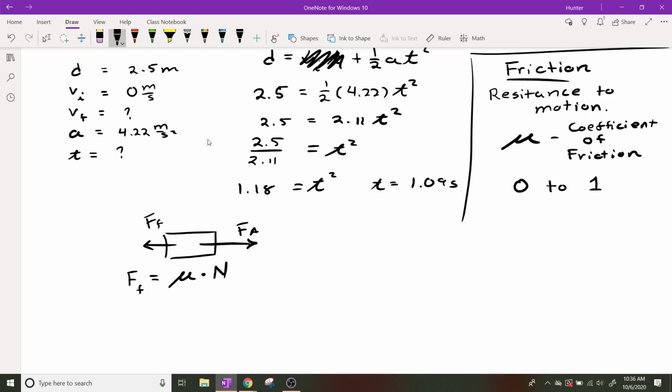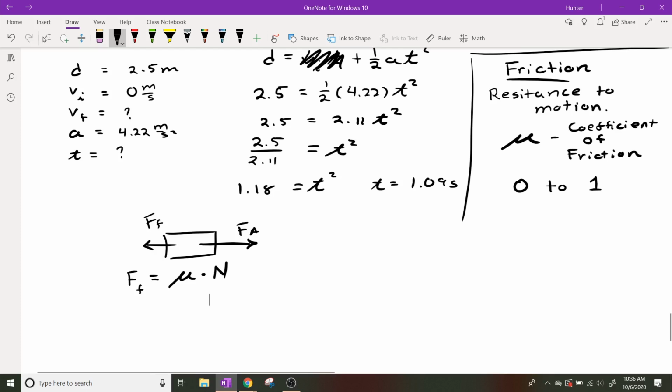Okay? So if we added friction to this, let's give it a realistic coefficient of friction. Let's say that on a regular surface, the coefficient of friction is like 0.3. 0.7 is pretty high friction.